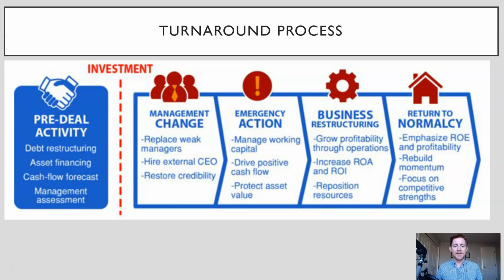So cost cutting, restructuring operations, increasing the return on assets and return on investment, and then repositioning resources. Sometimes these companies that are not doing well may have allocated resources to an area which was not optimal, and you're going to reallocate those resources to where they make the most sense. Lastly, you're going to return to normalcy, a non-turnaround business, by emphasizing your return on equity, getting the profitability up, building that momentum again and growth, and then focusing on your competitive strengths after that.